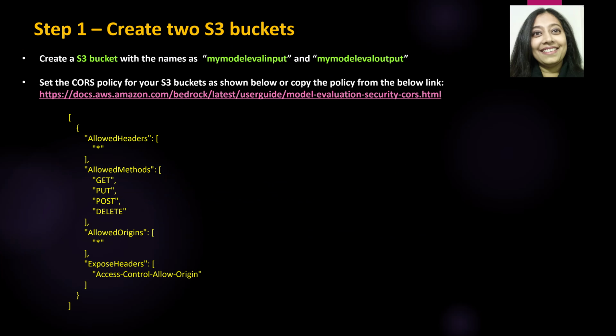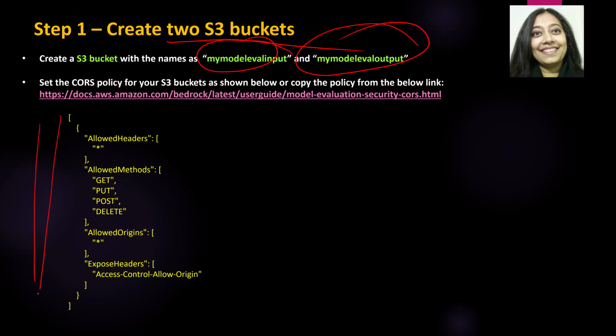Step one. In step one, we are going to create two S3 buckets. I'm going to use these names, my model eval input and my model eval output. Once the buckets are created, we are going to attach this particular CORS policy. Now, this CORS policy is available at this link. You can pretty much go to that link and copy it. This link is mentioned in the reference URLs. If you want to go to the description and pick up that link, that's completely fine. Otherwise, just feel free to type this out as well.